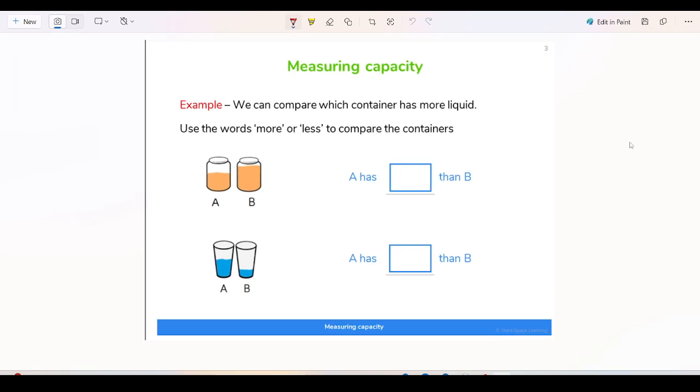B has more, and then A has more. Okay, B. In the first one, B has more. So in the second one, what should I write here? A has more or less? A has less. Yes, A has less. And in this one, A is more. Very good.